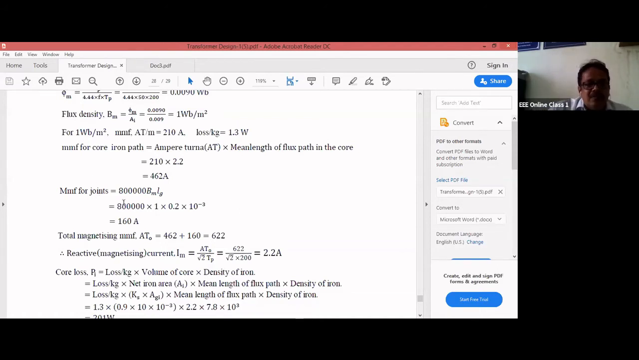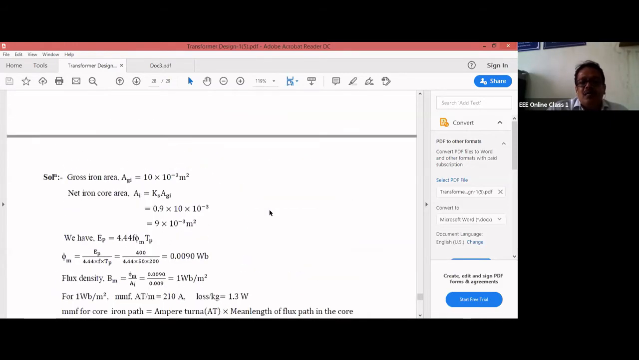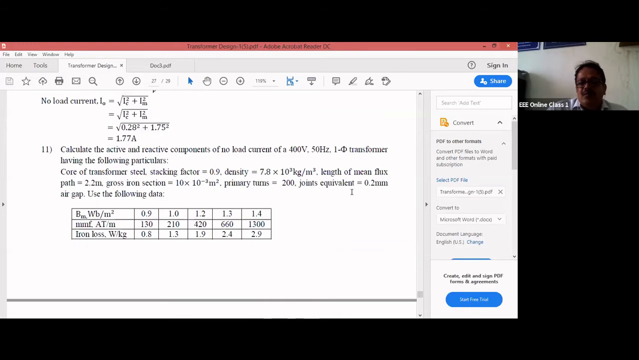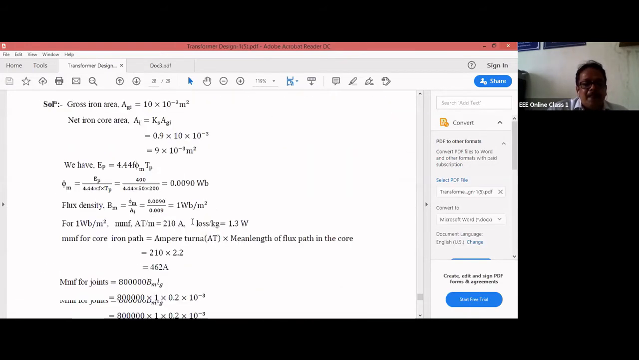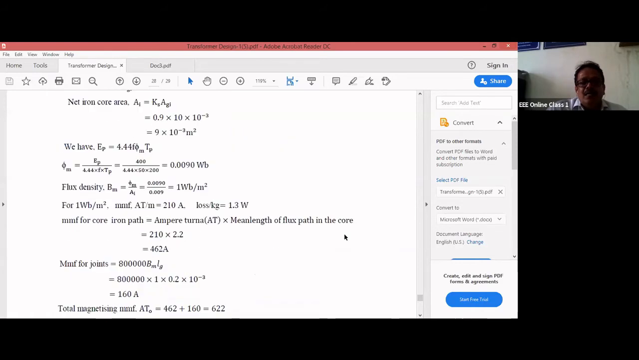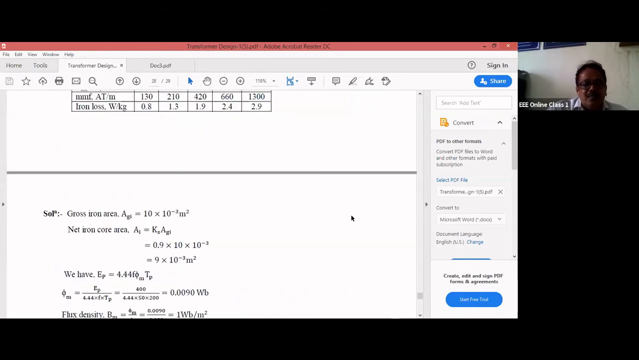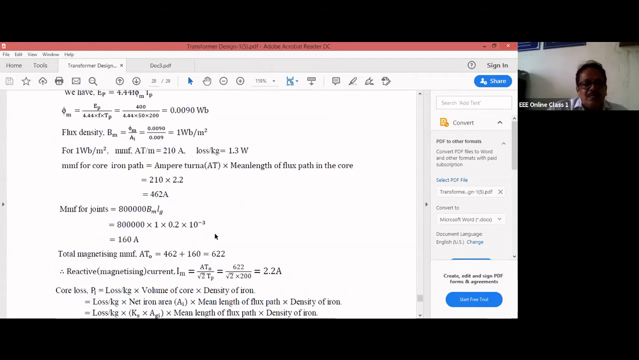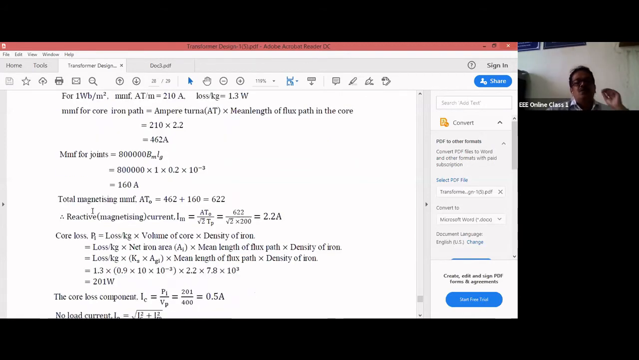MMF of joints, what is the formula? 800,000 into BM into LG. BM you got as 1. LG is 0.2 mm, so you can see here the joints are equivalent to a 0.2 mm air gap. It is in mm, so convert it to meter: 0.2 into 10 power minus 3. What do you get here? 160 ampere. So the total magnetizing MMF AT0 is equal to 462 plus 160, which gives 622 ampere.